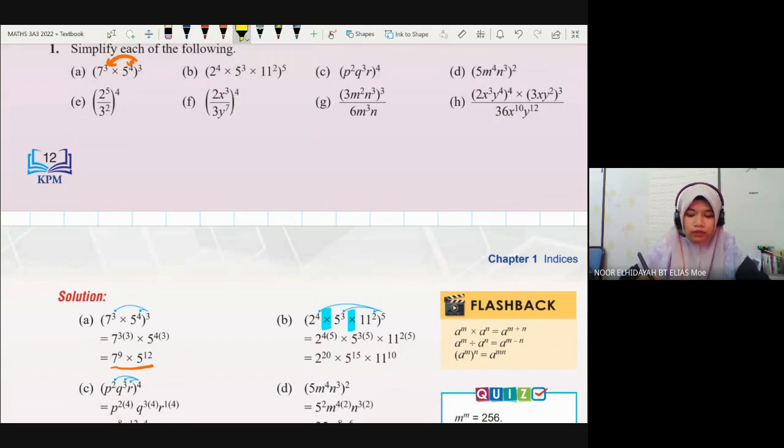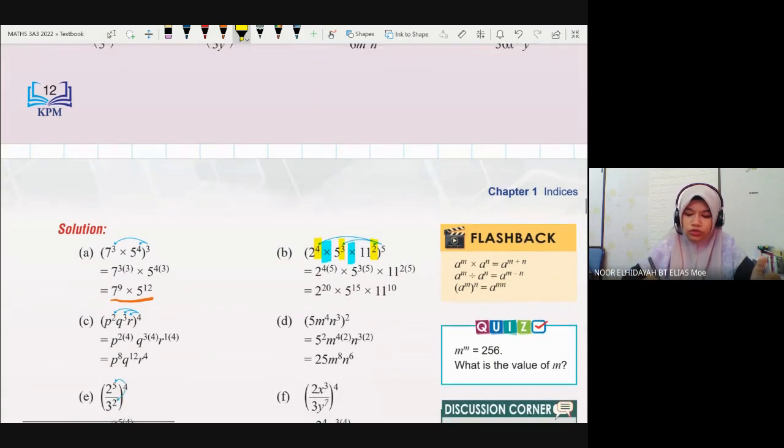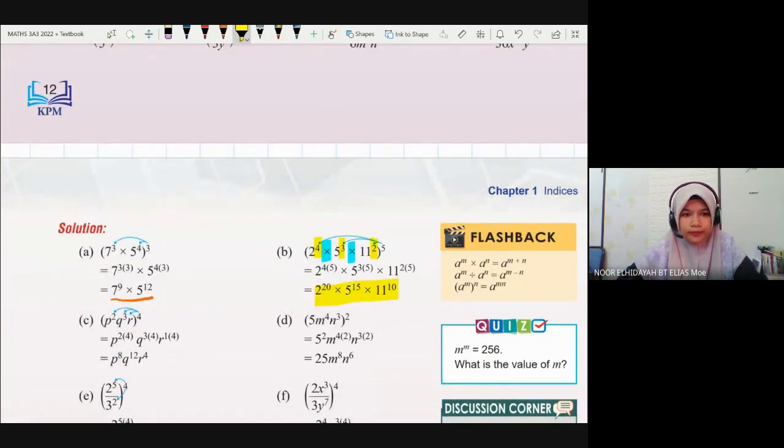Okay, expand all the index inside the bracket. 4 times 2, 4 times 5, 3 times 5, 2 times 5. Okay, all right. So you get this answer. Okay, the same goes to C and D.